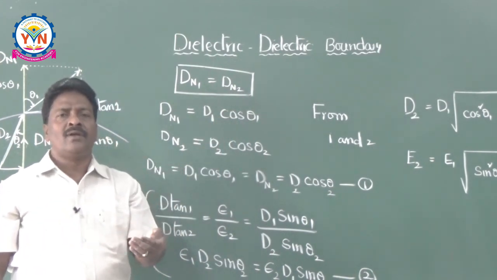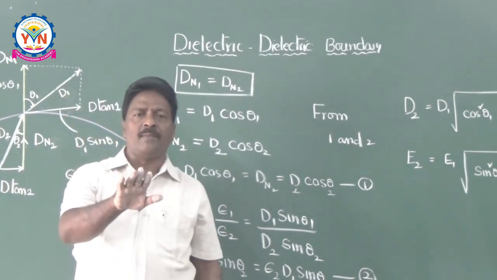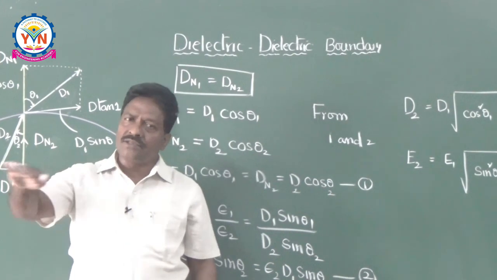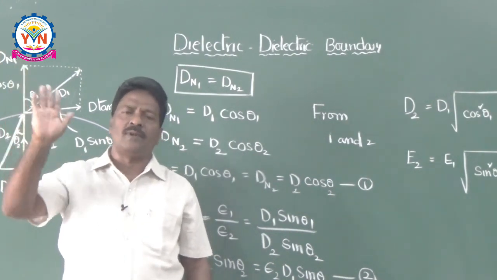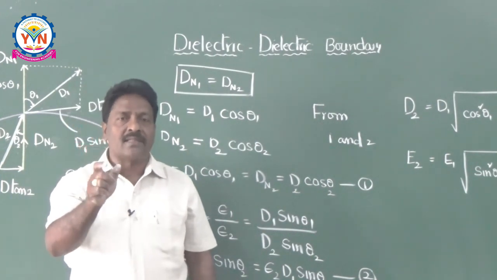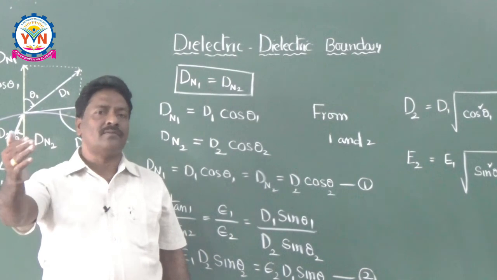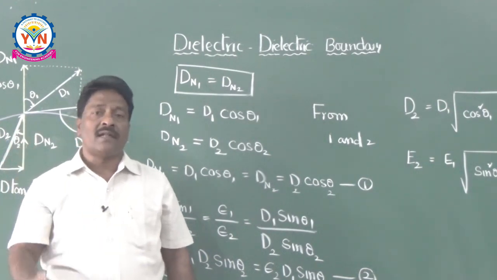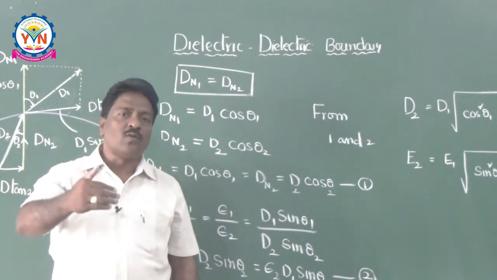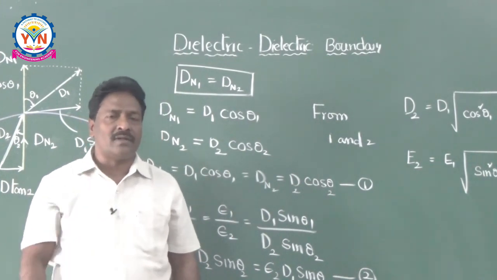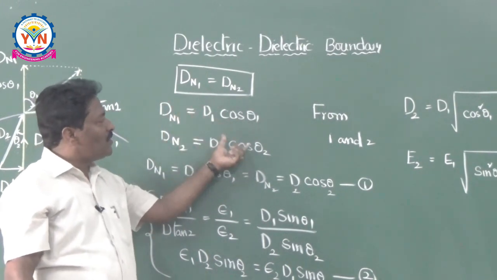Whenever we discuss the problems on this concept, you should know how to write the boundary conditions. Very simple. You have to think about only two parameters. One is E bar, the other is D bar. E bar has a tangential as well as a normal component, and D bar also has a tangential and a normal component. So the conclusion is, the tangential component of E is continuous and the normal component of D is continuous. The other two components are discontinuous. Please remember all these boundary conditions.